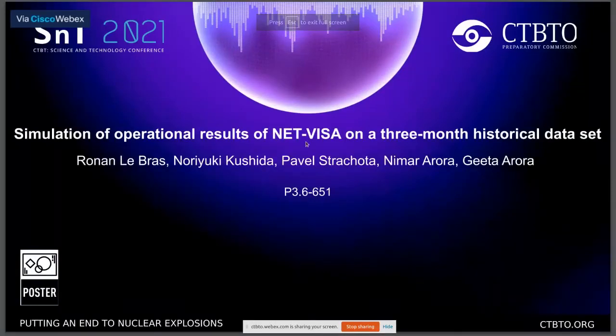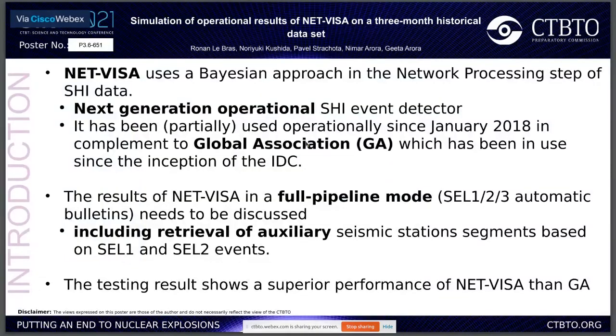Yeah, thank you. I'm Noriyuki Kushida. I'm here on behalf of Laurent Lubra because he is now chairing another session. And the title of our presentation is Simulation of Operational Results of NetVisa on a 3-month historical dataset. Probably some of you may know that NetVisa is a next-generation operational SHA event detector using the Bayesian approach. That means this is a kind of machine learning software.